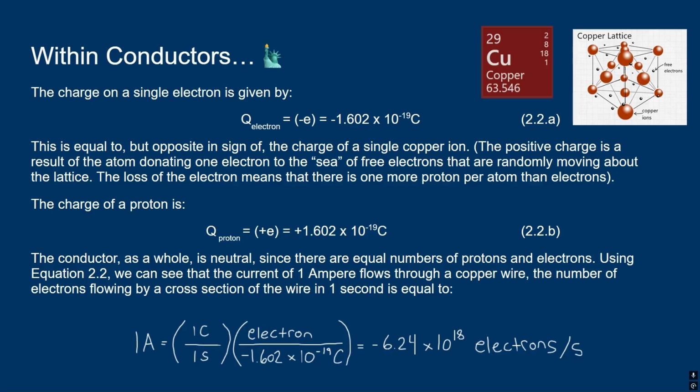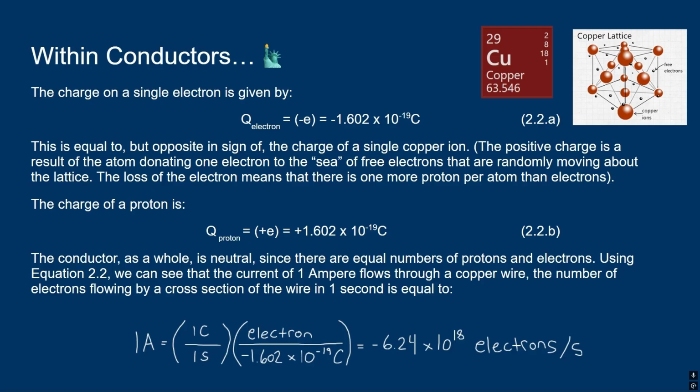The positive charge is a result of the atom donating 1 electron to the sea of free electrons that are randomly moving about in the lattice. The loss of the electron means that there is 1 more proton per atom than electrons. The charge of a proton is as follows. Q sub proton equals plus e, which is another way to write it, equals positive 1.602 times 10 raised to the negative 19th power C. Call this 2.2b. The conductor as a whole is neutral, since there are equal numbers of protons and electrons.